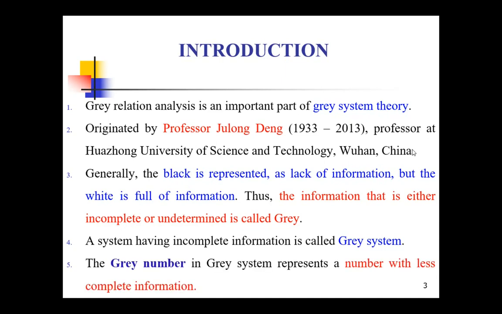So in this we have three categories. The first one is the gray number. The gray number in the gray system represents the number that have a partial information. The partial information or lower information, these two terms are one and the same. So lower informations are partial informations, and that numbers are known as gray numbers.